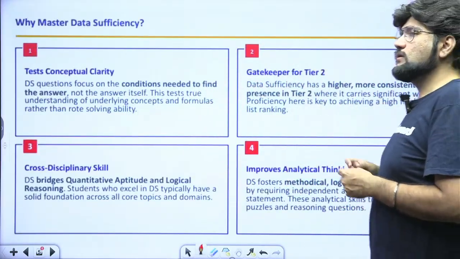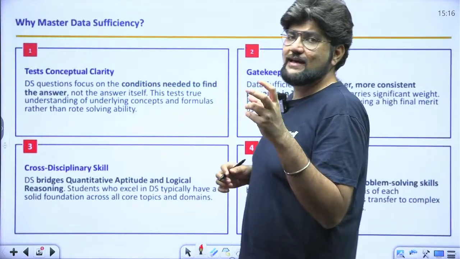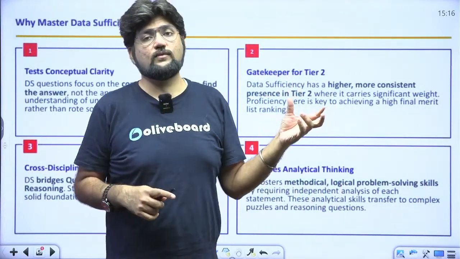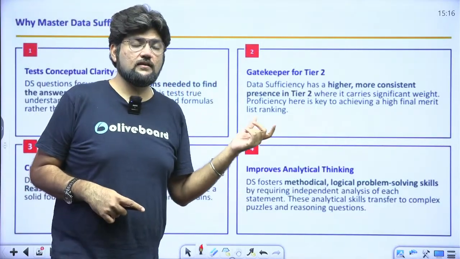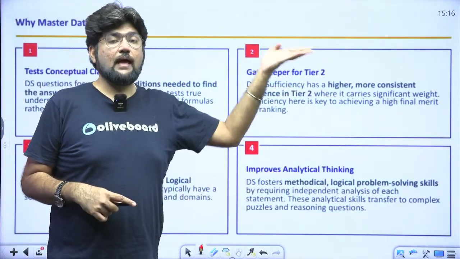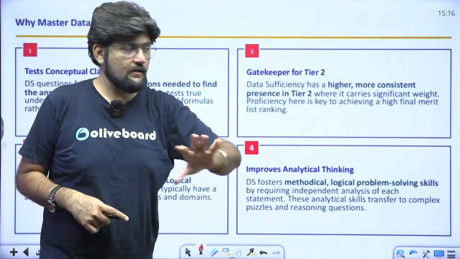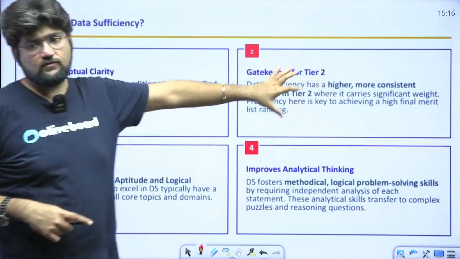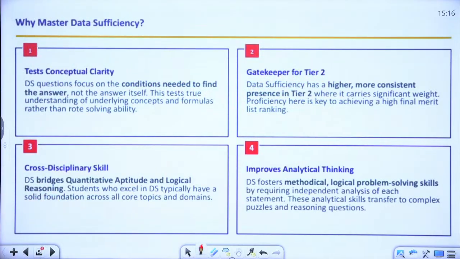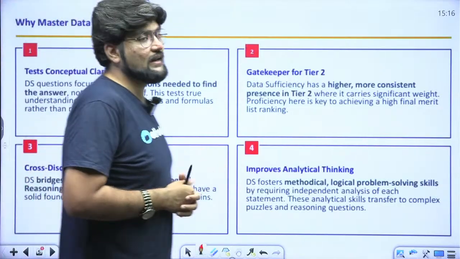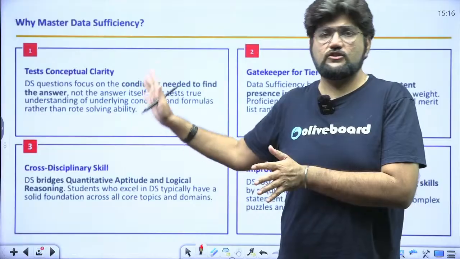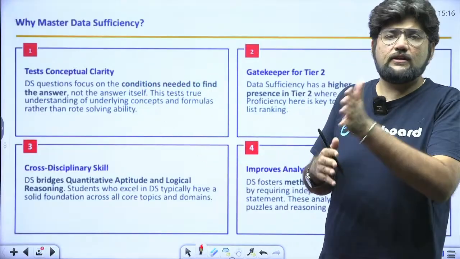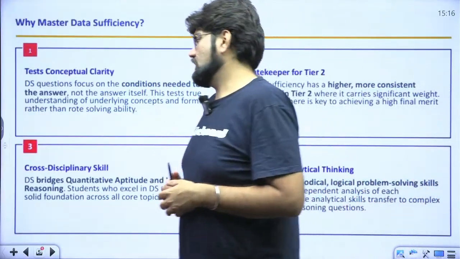Gatekeeper for tier 2 implies that for tier 2 it has a lot of questions. Frequency is very high. You are expecting up to 2 to 3 to 4 questions also in some cases. So in that case, this becomes a primary topic of importance, right? So this is very important, hence we are calling it a gatekeeper for tier 2. Cross-disciplinary skill I have already told you, and it improves your analytical thinking. Everything has already been discussed with you. It bridges the gap between your analytical and conceptual or critical reasoning.